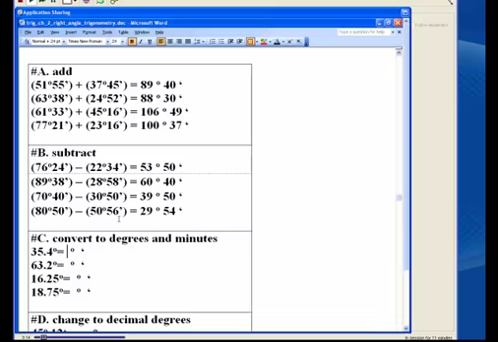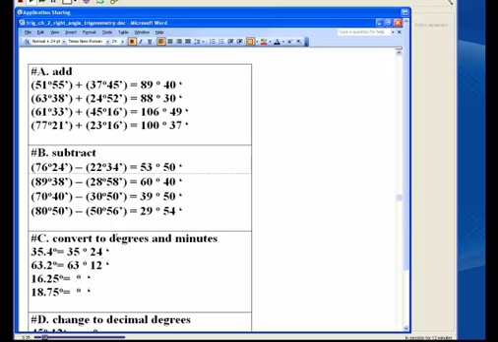Convert to degrees and minutes. 35.4 degrees is going to be 35 degrees and 24 minutes. Why? Because the decimal degree of 0.4 is multiplied by 60 to come up with the minutes. 63.2 is going to be 63 degrees and 12 minutes. 0.2 times 60 is 12.